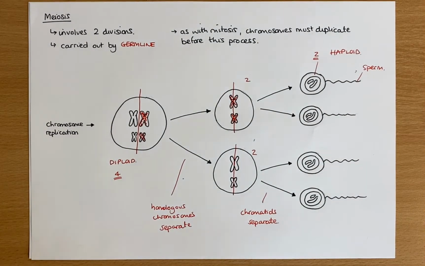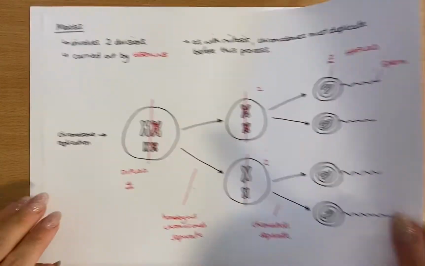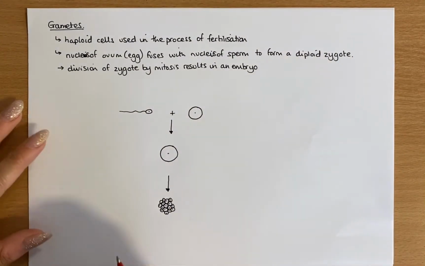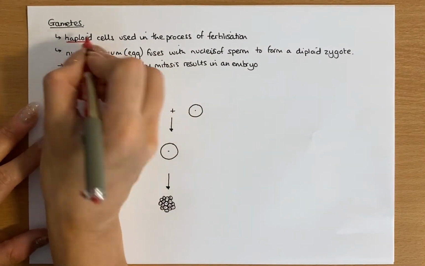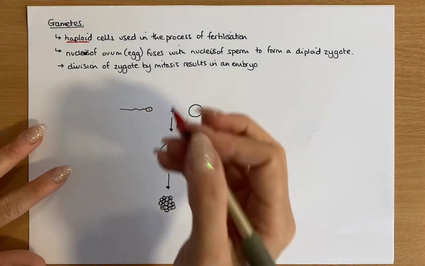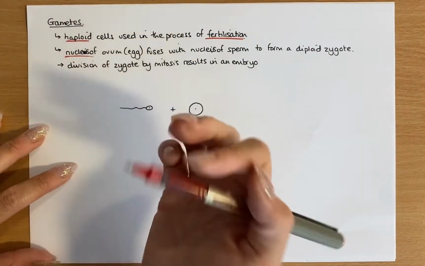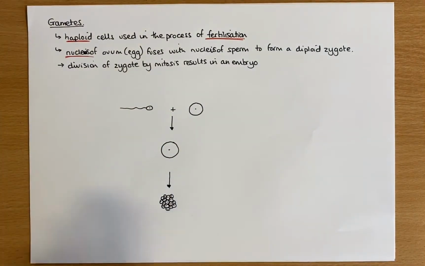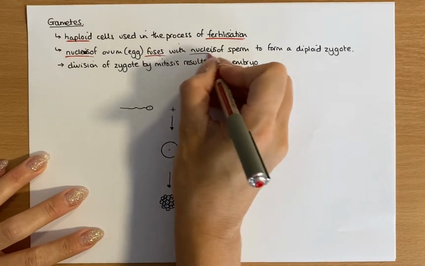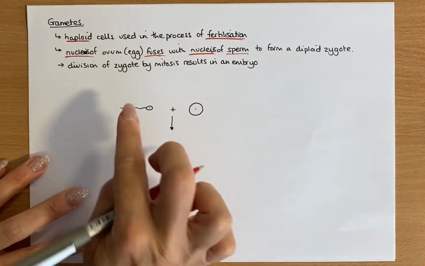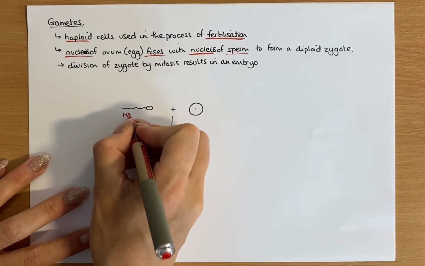So these gametes are haploid cells that are used in fertilization. Again, this is a National 5 point that you would know. They're haploid cells and they're used in fertilization. So the nucleus of an ovum, which we previously referred to as an egg, but we now refer to as an ovum, will fuse with the nucleus of a sperm. So here is our wee sperm, which is a haploid cell.